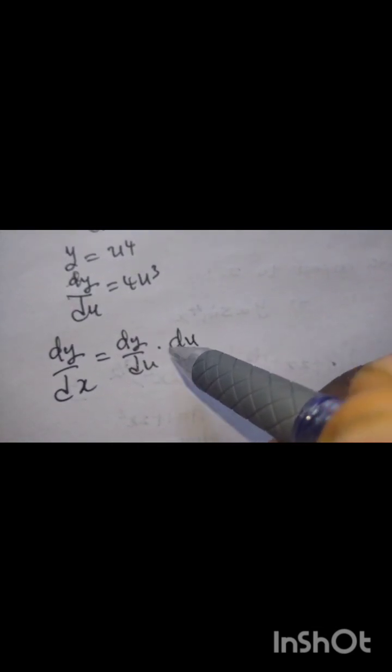So our dy/dx will be dy/du times du/dx. When you do that, dy/du is 4u cubed. So our u is sine x, so it will be 4 sine cube x times du/dx. du/dx is cos x.